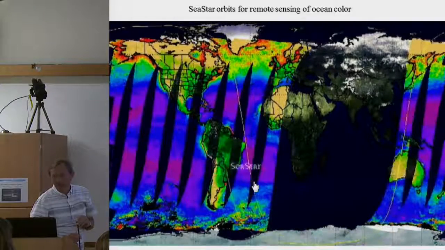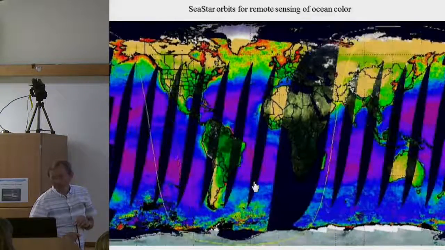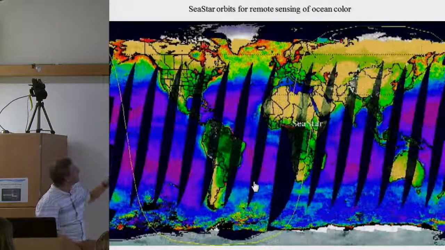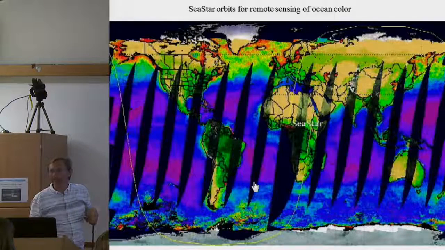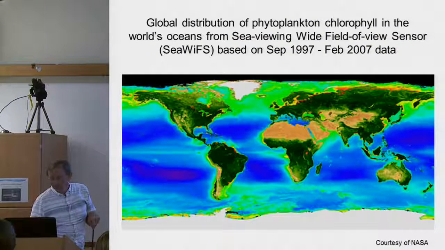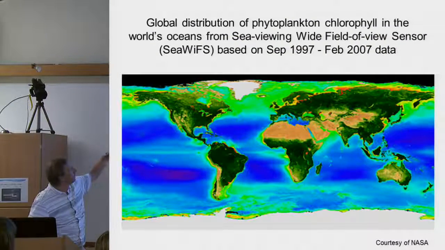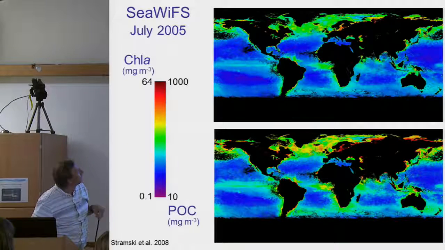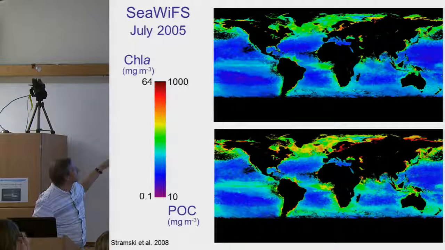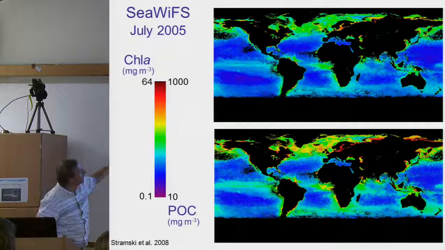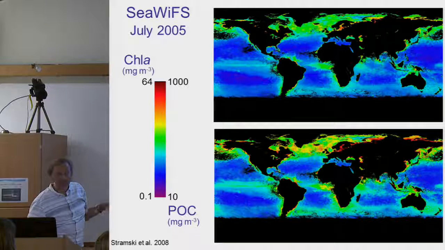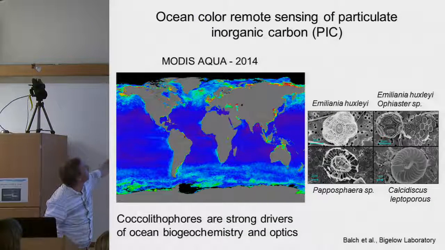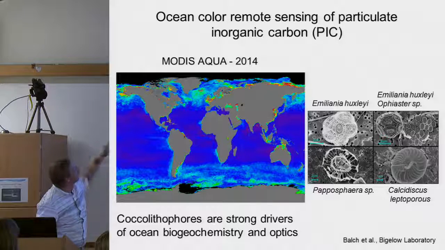So it covers most of the world's oceans with some empty space here. So in a couple of days, you would cover the entire globe. So from SeaWiFS, you can have a lot more data and maps like this. This is based on 10 years. You can also produce, of course, other data products like POC, particulate organic carbon, using similar empirical approaches, or particulate inorganic carbon. This is from MODIS Aqua.